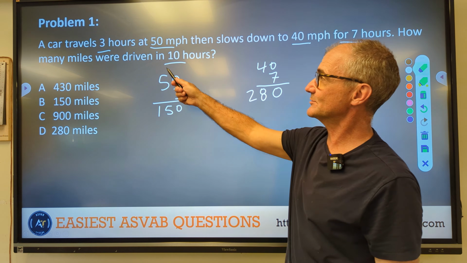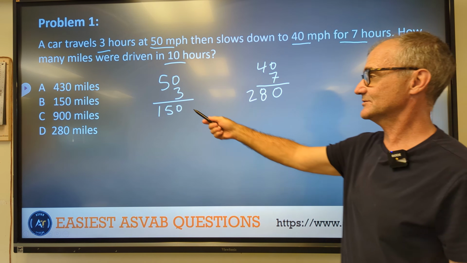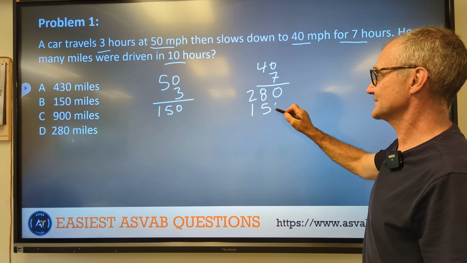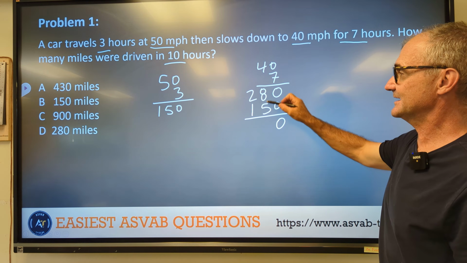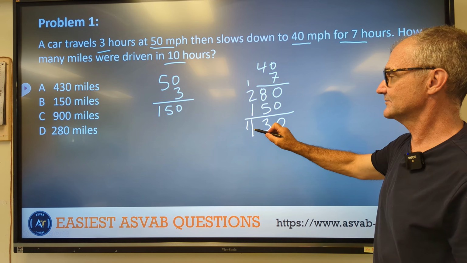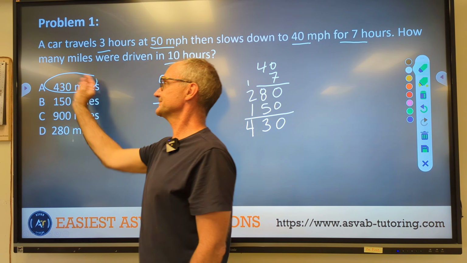What is the total number of miles in 10 hours? Well, 3 and 7 gives me that 10. So it's going to be this and this to give me my total mileage. I'm going to add those two numbers together, add straight down. 8 and 5 is 13. Carry the 1. 430 total miles. Answer A.